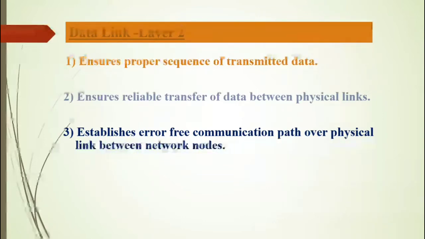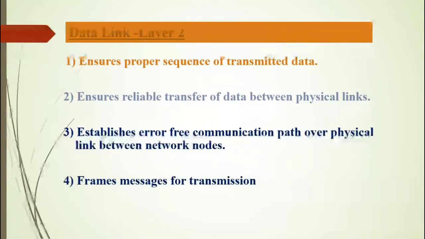Then comes error control, which is also a main function of the data link layer. It provides a mechanism for error control, in which it detects and retransmits damaged or lost frames. Then it is also responsible for flow control.